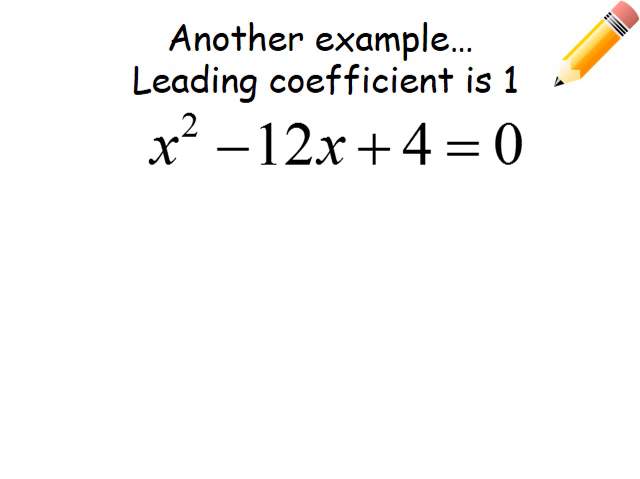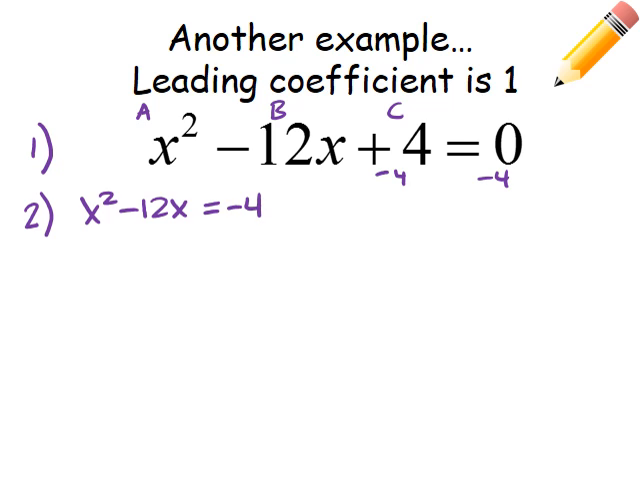Let's take a look at another example where the leading coefficient is still 1. That means my first step is done. Make sure your leading coefficient is 1. Let's take care of step 2, which says move C to the other side. I have A, B, C, so I'm going to subtract 4 from both sides, which leaves me with x squared minus 12x equals negative 4.